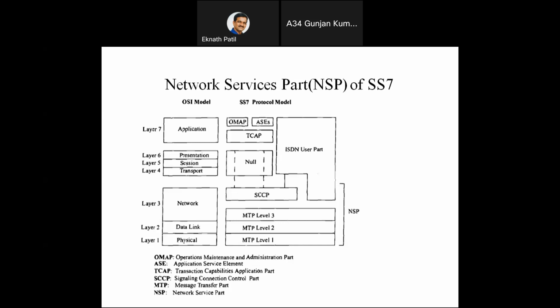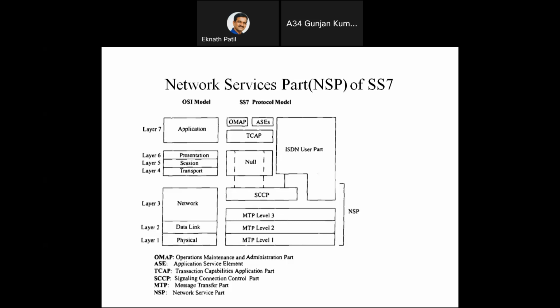If we divide these particular things in a different way, the application service element is related to the application. Operation, maintenance and administration is related to the operations, maintenance and administration. Transaction capability application part is also the application. Signaling connection control and message transfer are the signaling connection points. Signaling has two parts, one is the message and another is the control part. The control signals and the message signals are nothing but the SCCP and the MTP. Transaction capabilities of the application part and the operation, maintenance, administration part are related to the transactions and the operations, and the application service element.